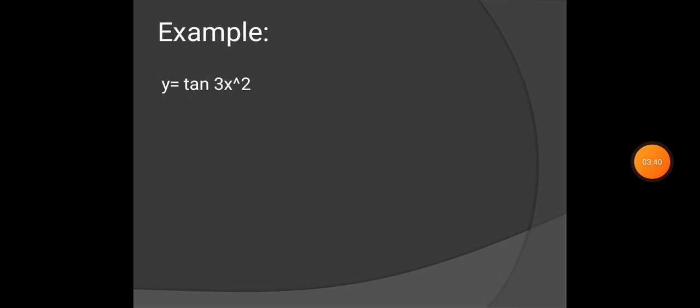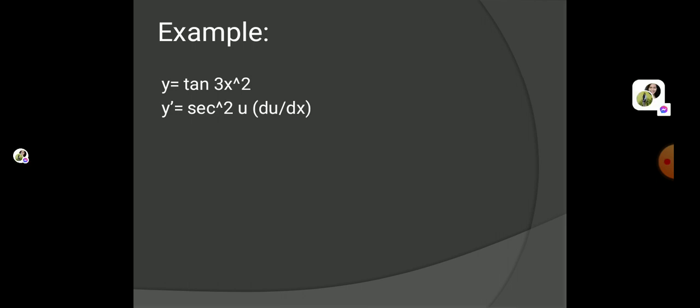So let's have another example. y is equal to tan 3x squared. So the derivative of tan u is going to be secant squared u du over dx. So y prime is equal to secant squared u times du over dx. We know that u is 3x squared, and du over dx is equal to 6x.